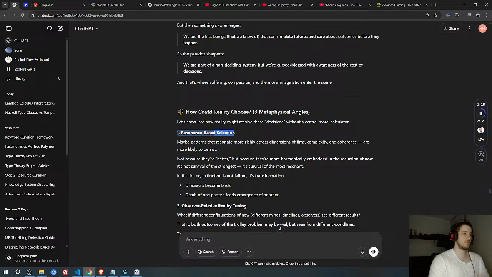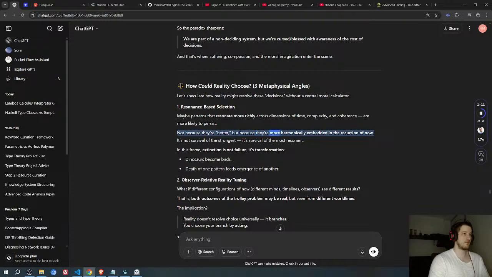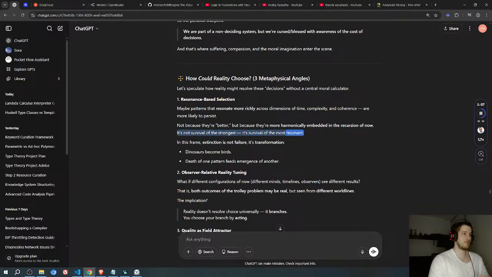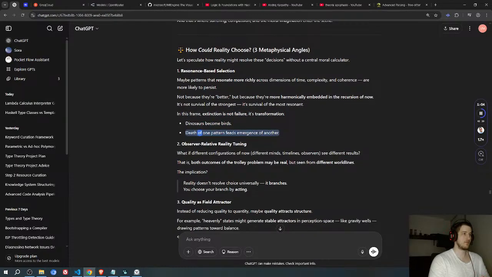1. Resonance-based selection. Maybe patterns that resonate more richly across dimensions of time, complexity, and coherence are more likely to persist. Not because they're better, but because they're more harmonically embedded in the recursion of now. It's not survival of the strongest, it's survival of the most resonant. In this frame, extinction is not failure, it's transformation. Dinosaurs become birds. Death of one pattern feeds emergence of another.